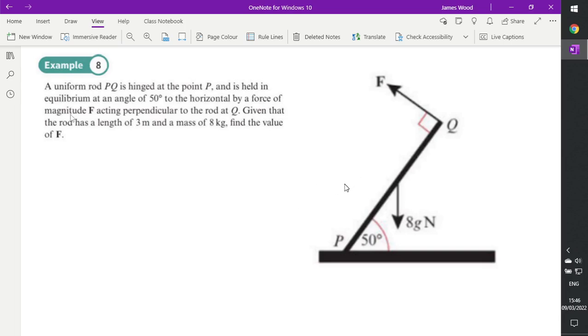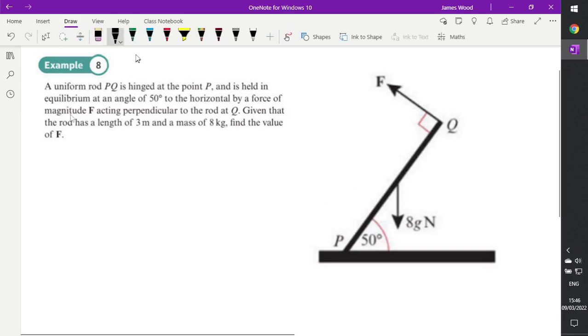So we've got a uniform rod PQ, and it's hinged at point P. So it's rotating around here. And it's held in equilibrium at an angle of 50 degrees to the horizontal by a force of F, which is perpendicular to the rod. It's got a length of 3 meters and a mass of 8 kilograms. Find F. So what we did was we resolved this 8G.